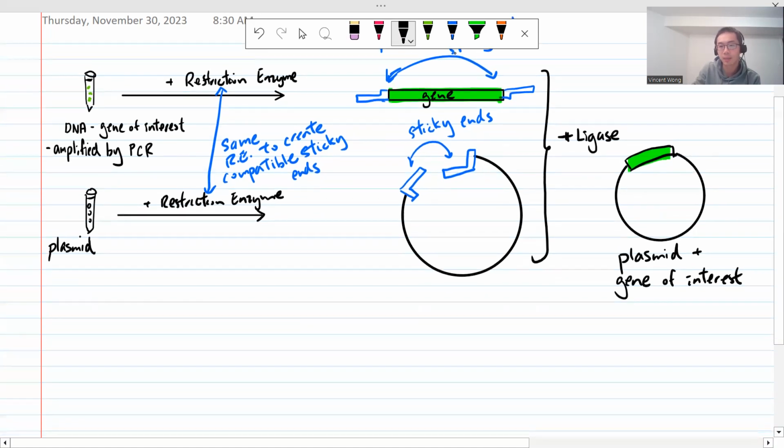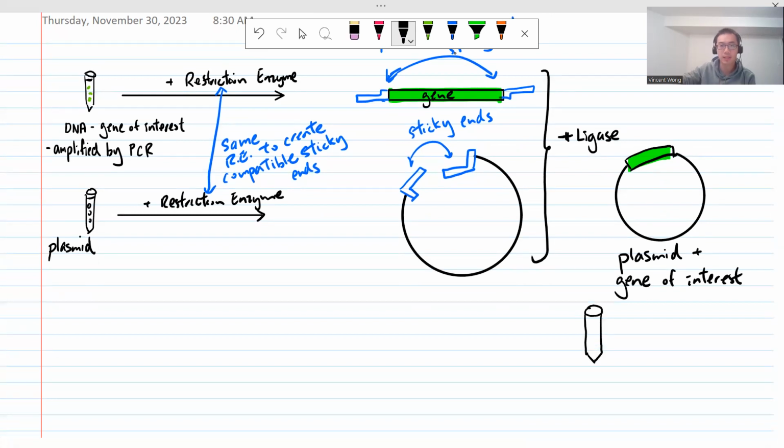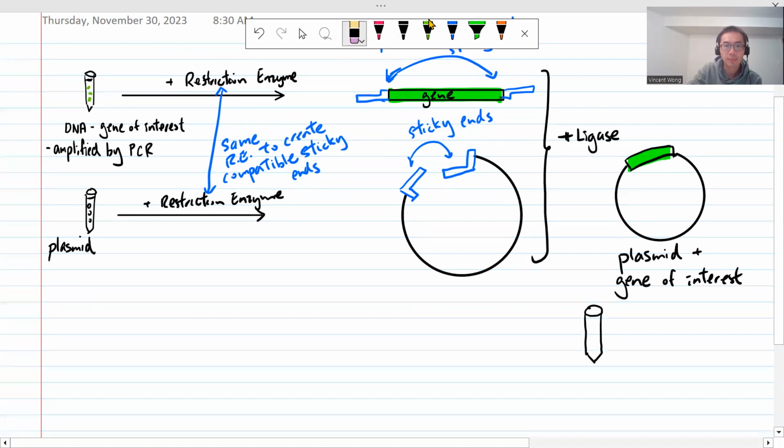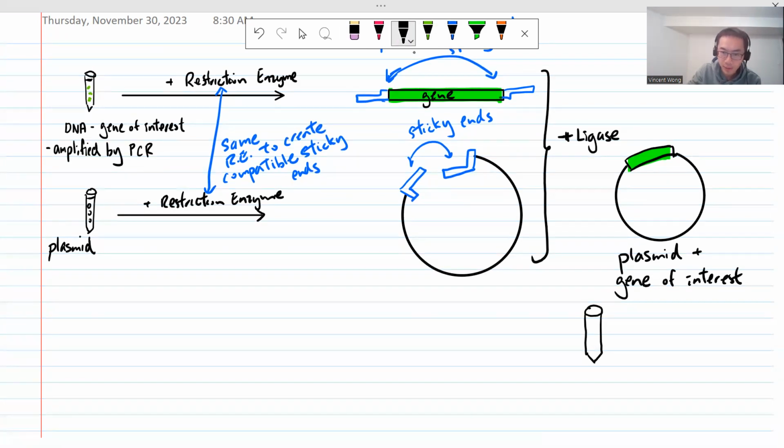And all this is going to be sitting in a tube, a tiny tube. It's really small. It's no bigger than this. And you're going to have billions of these things in it. So you will have the little plasmids, but these plasmids are now going to have little green bits in them. You don't really have to draw it like that, but just for you to visualize.